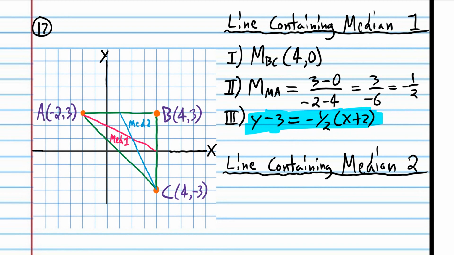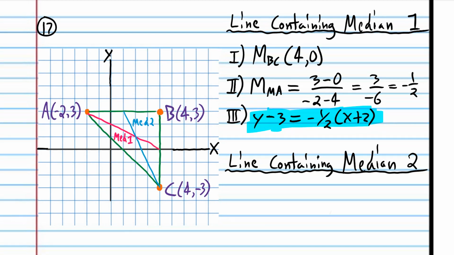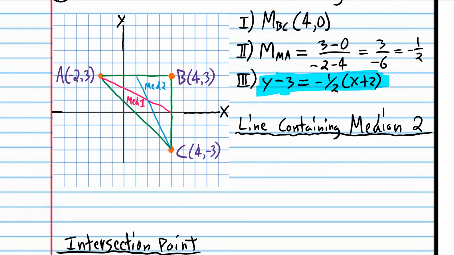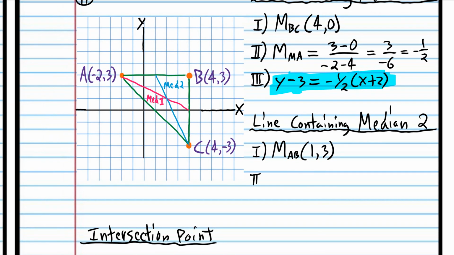So now we're going to find the equation of the line containing median 2. So the first thing we do is find the midpoint between A and B, and we can see that midpoint. We can see that it's going to be 1, 3. It's very easy to see because it's a horizontal line. So now step 2, we're going to find the slope of the line containing the midpoint we just found, and point C, because point C goes through the blue line.